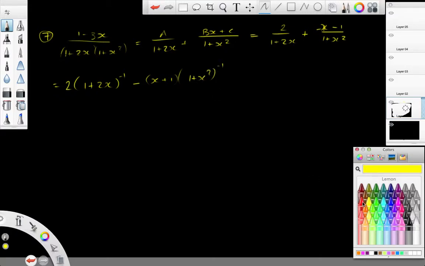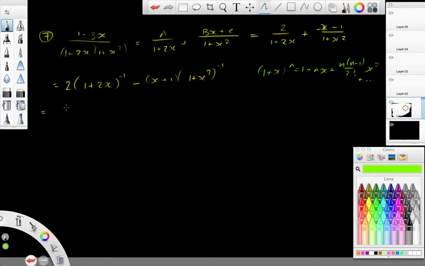And just to remind ourselves, this morning, (1 plus x) to the power of n is going to equal 1 plus nx plus n times (n minus 1) over 2 factorial of x squared, and so on.